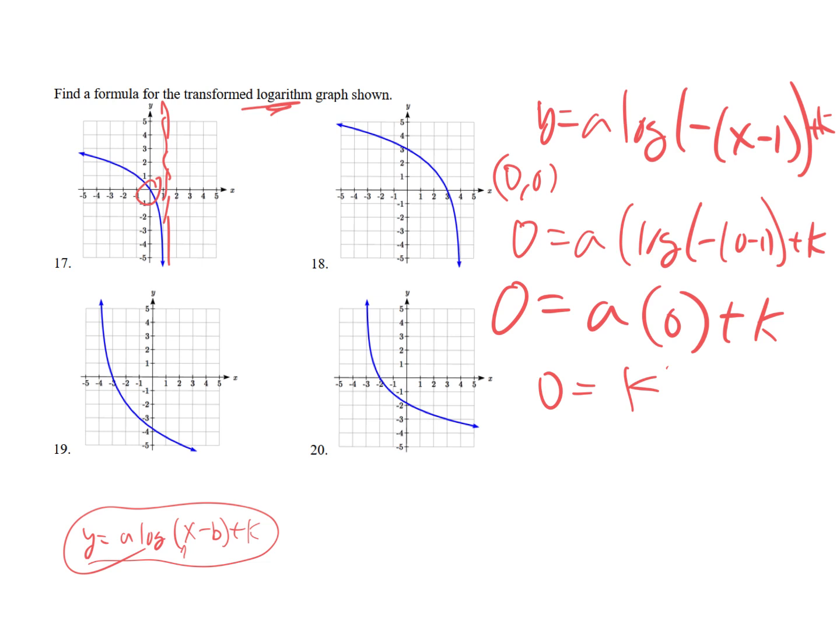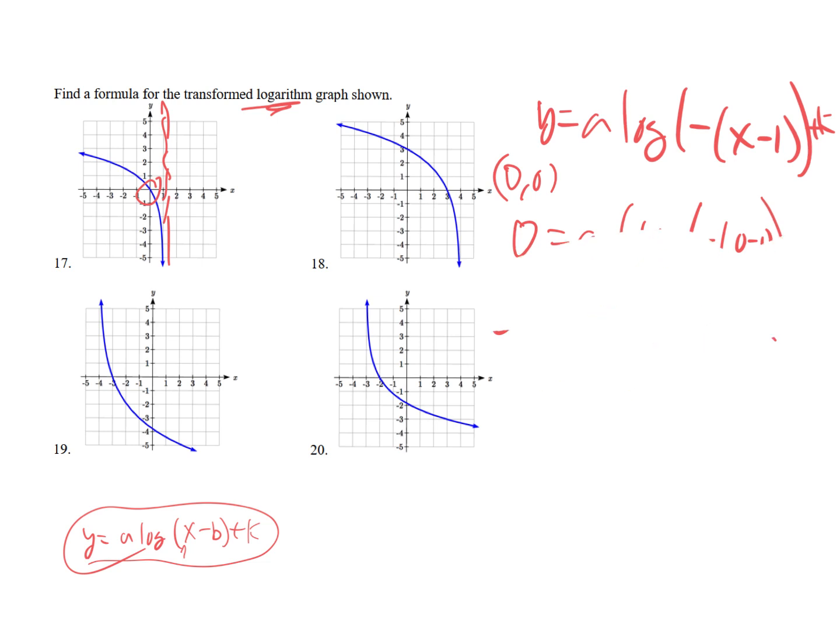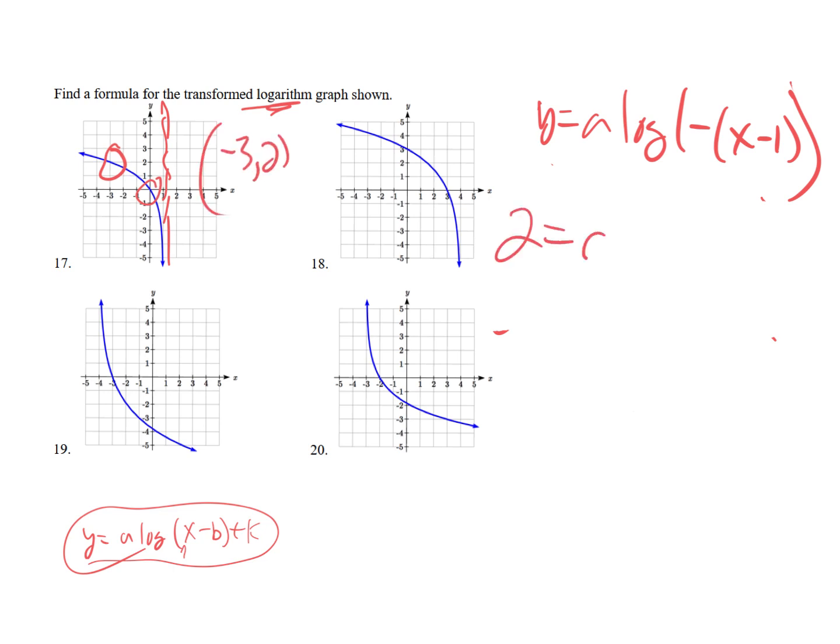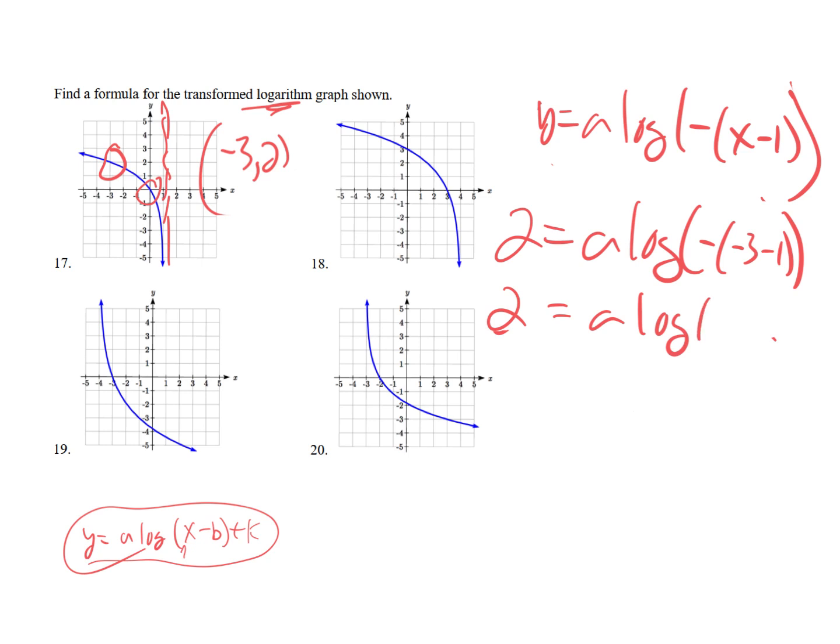So now we've got to find another lattice point. Let me see if I can erase that k without messing everything up. Well, pretty darn close. So I need another lattice point. That looks like a pretty good lattice point. So that point is negative 3, 2. So 2 equals a times the log of negative 3 minus 1. And there's no k, of course. So 2 equals a times the log of, well, doesn't that become negative 4, and then negative negative is a positive. So a equals 2 over log 4.